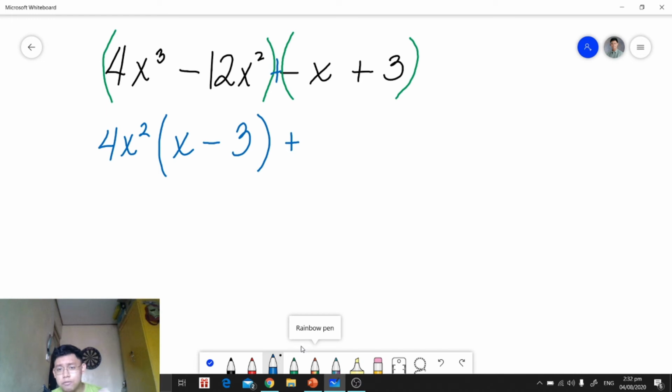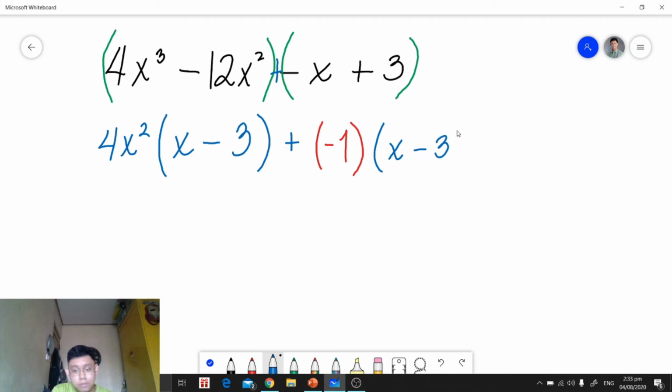Please take note that the first term should always be positive. Knowing that our first term in our second group is negative, we can factor out -1. So we can still remove negative 1 in our group. We need to factor out the negative 1 so that our first term for our second group will be positive. So factoring out negative 1, we will have x minus 3.